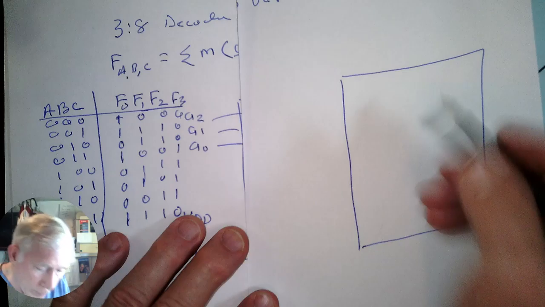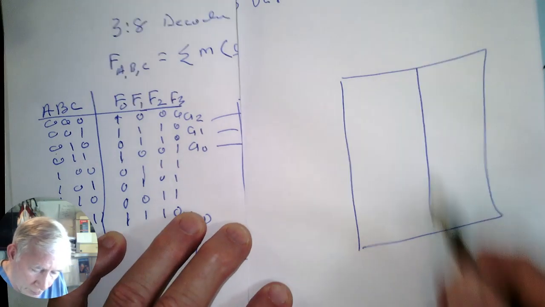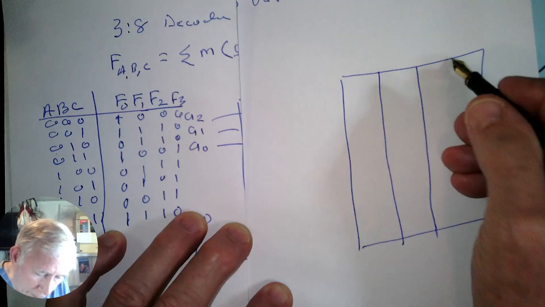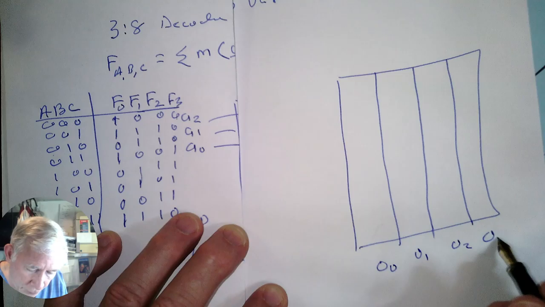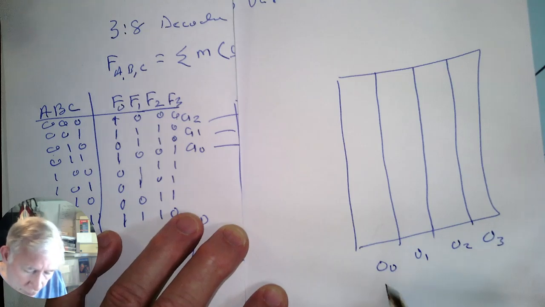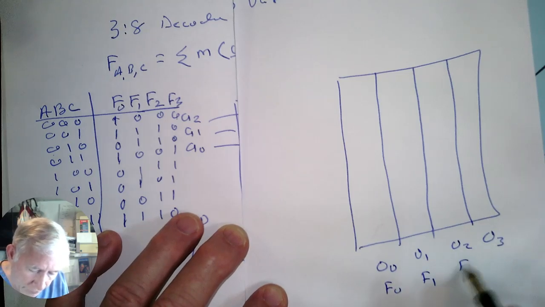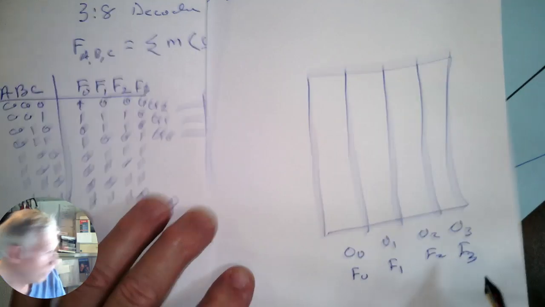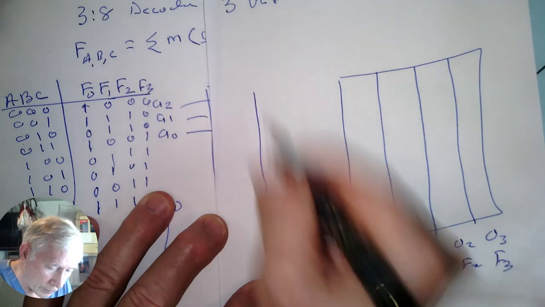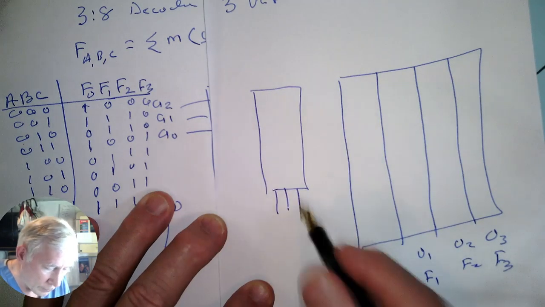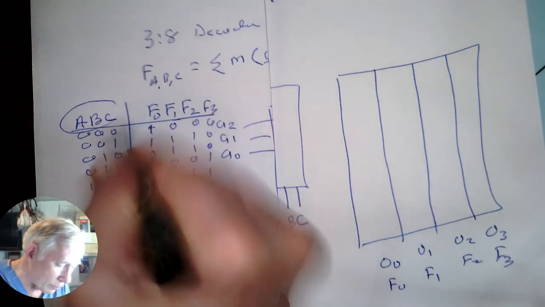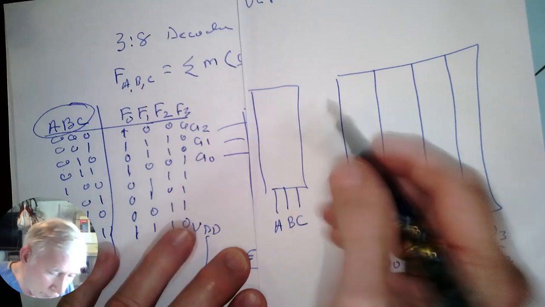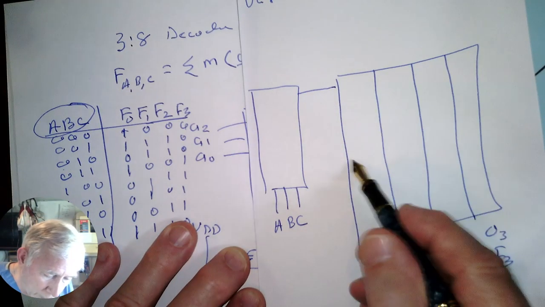We have our storage area, and in this case, it's going to have four columns. The outputs will be output 0, output 1, output 2, and output 3, and we're going to set those equal to F0, F1, F2, and F3. Then we have our address decoder here, and we have three lines coming in, ABC. So we'll connect our ABC directly to those address lines. And then they get decoded into eight rows.